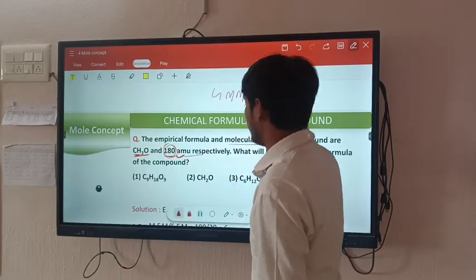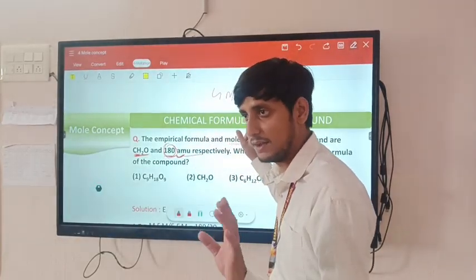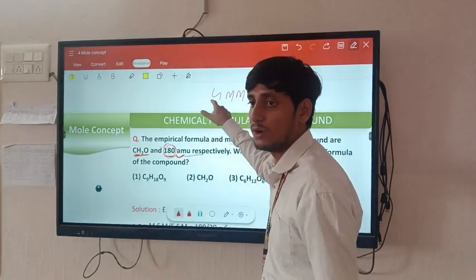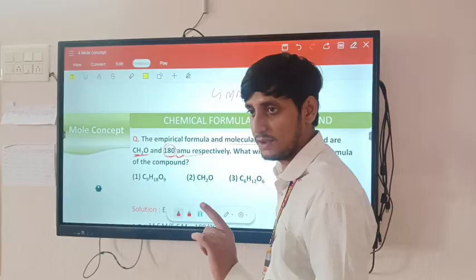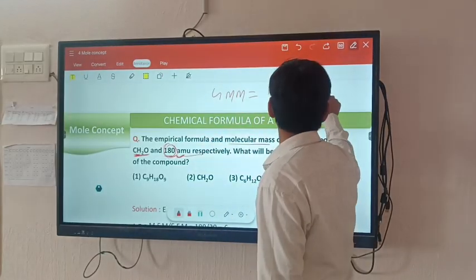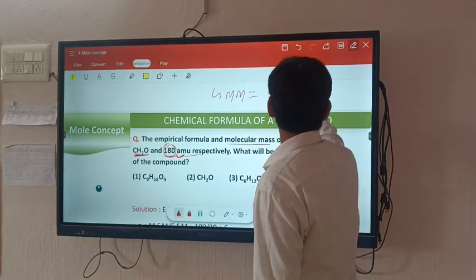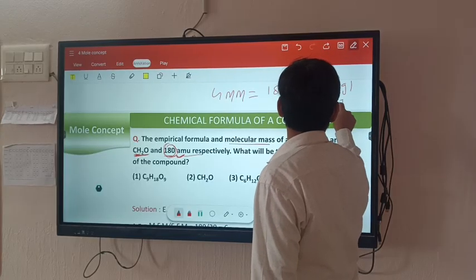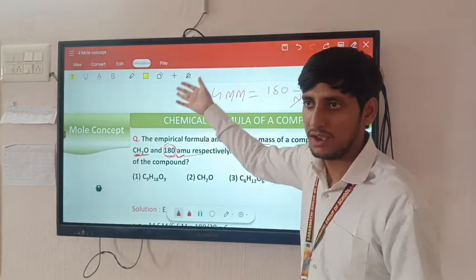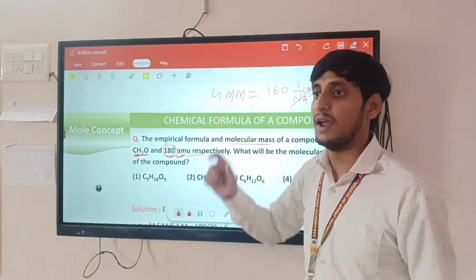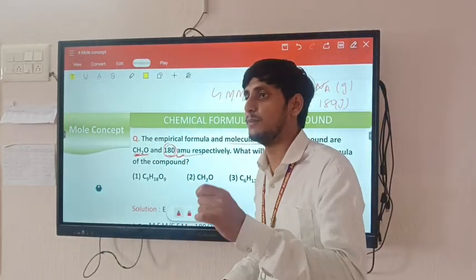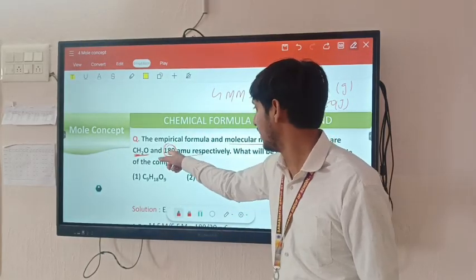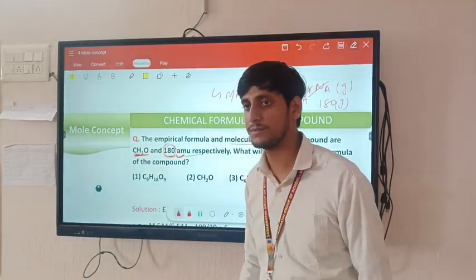Mu we can write as 1 by Na gram, and we know gram molecular mass is multiplied by Na. Multiplied by Na gets cancelled, and the gram unit remains. So it is 180 gram. Now you have the molecular mass and the empirical formula mass, and N equals molecular mass upon empirical formula mass. Now, empirical formula mass.